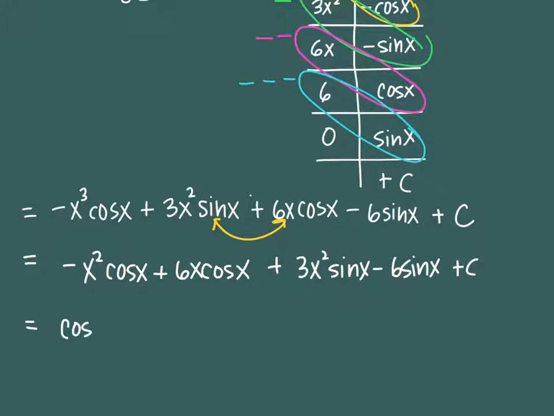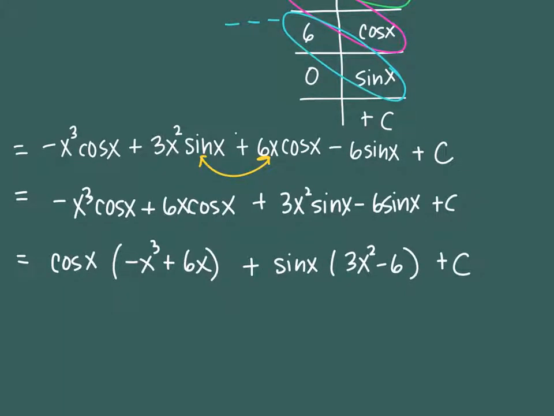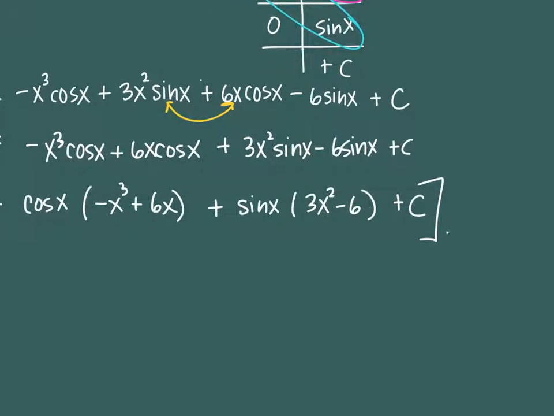I could take a cos x out of that and leave me with negative x cubed plus 6x. And then from the second pairing, the like terms of sine x, I could take that out and be left with 3x squared minus 6, and then have a plus c on the end. All of that to say, I still have bounds. And our bounds were 0 and pi halves.